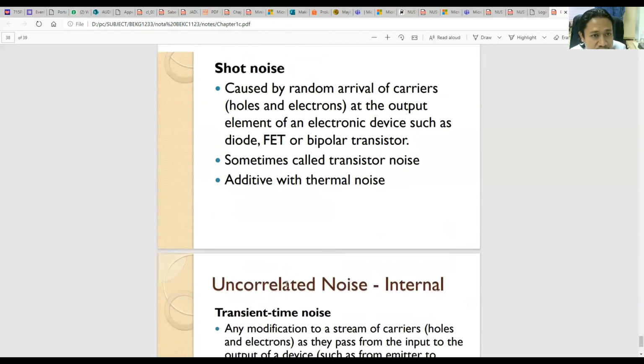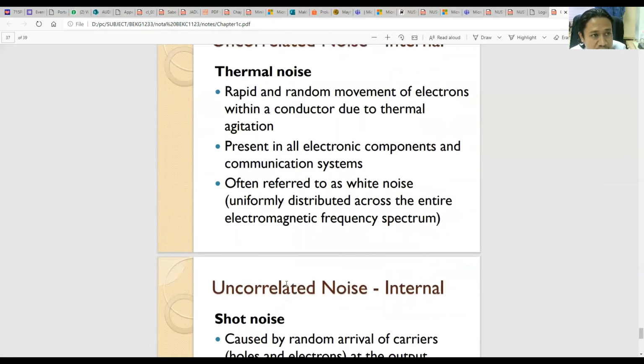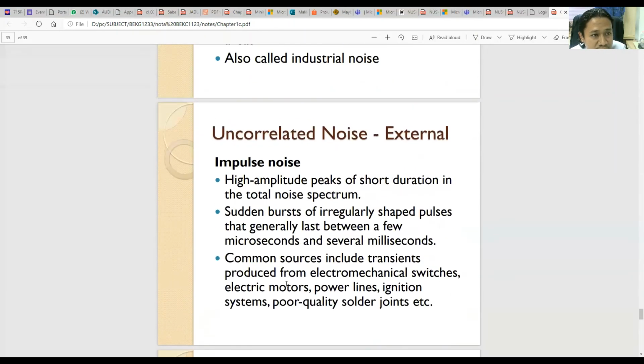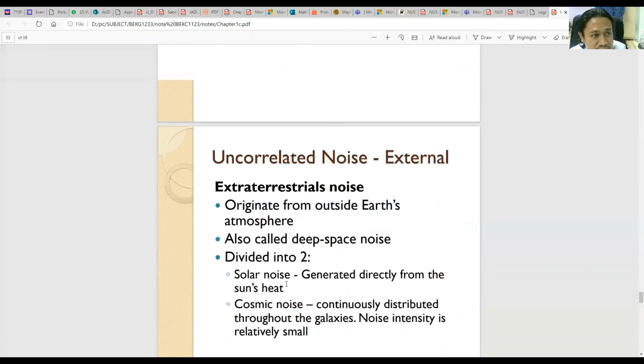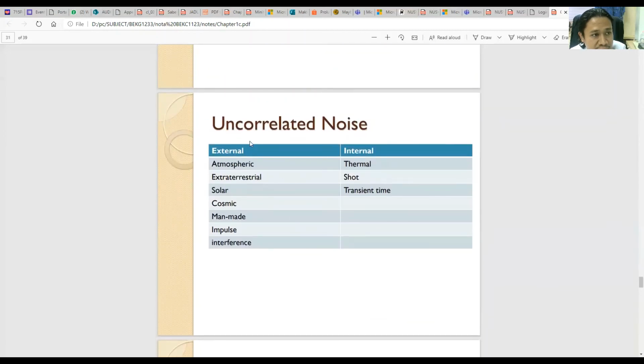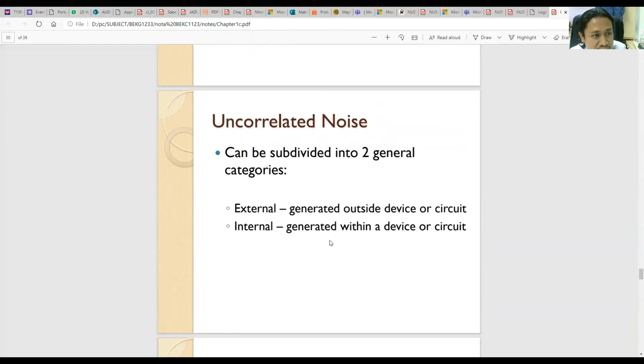So this is some of the noise that occurs when we do measurement. You have to know these basic noises. For uncorrelated noise, we have two types, internal and external. So this is external noise, and this is internal noise.